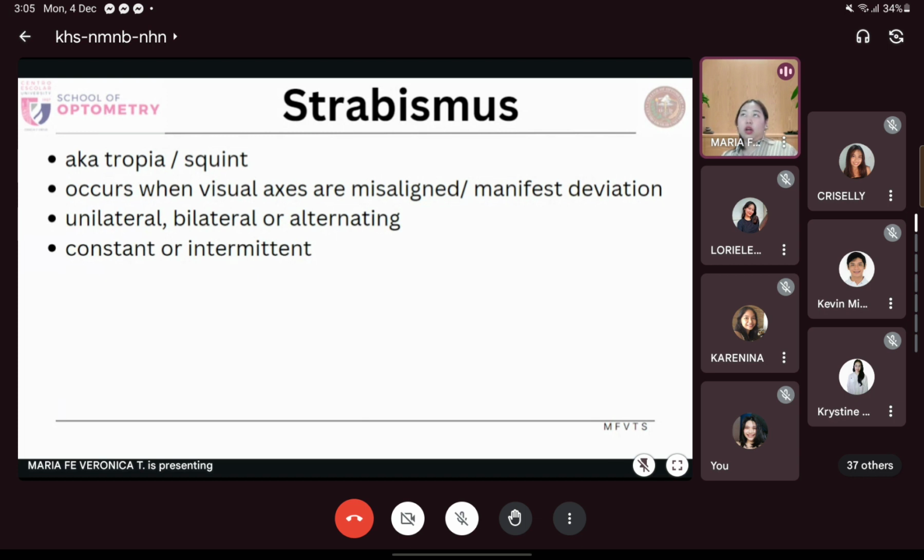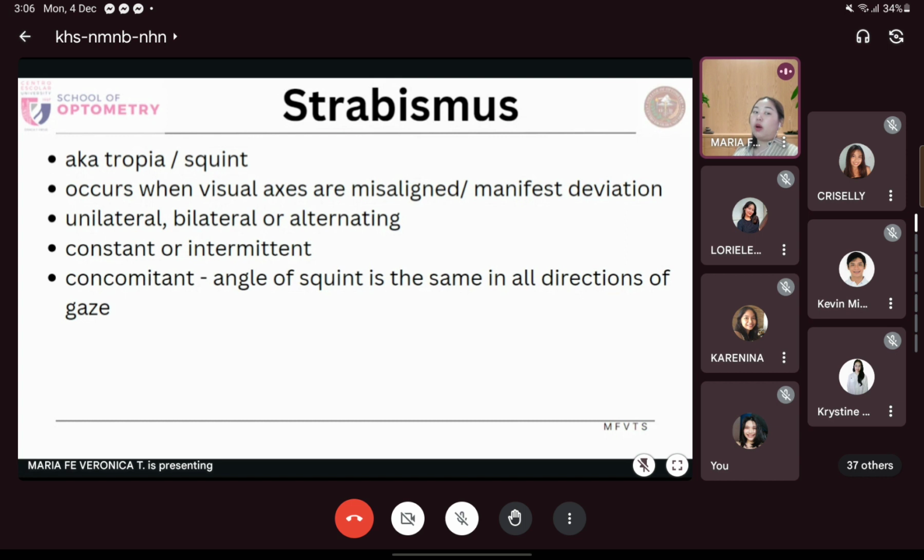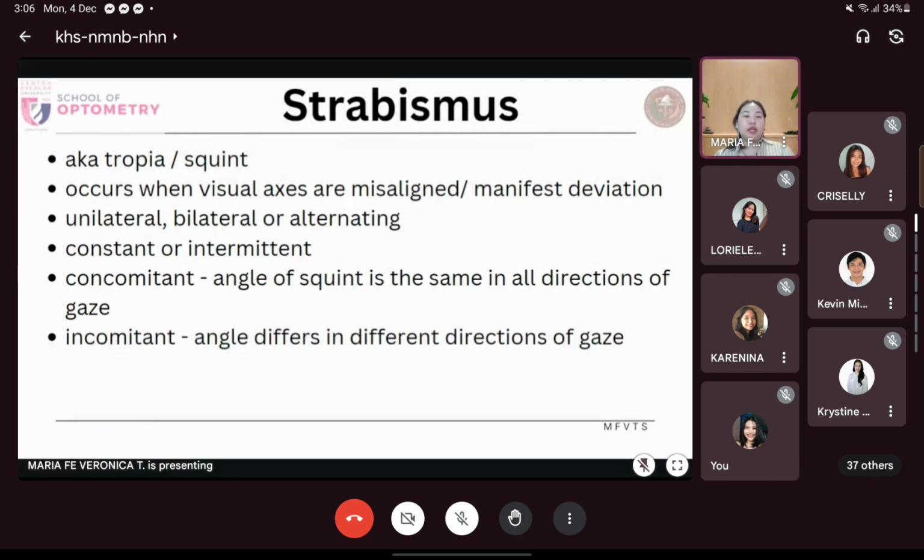Next, you can also classify it if it's constant or is it intermittent lang, periodic lang yung lumalabas yung deviation niya. Then it can also be concomitant if the angle of the squint is the same in all directions of gaze, if yung angle ng deviation niya when looking at the outward position is the same kapag tumitingin siya upward, downward, then that is concomitant. It's incomitant if the angle differs in the different directions. If, for example, malaki yung angle of deviation niya kapag nakatingin laterally, pero tumitingin siya upward, lumiliit yung deviation, then that is incomitant.